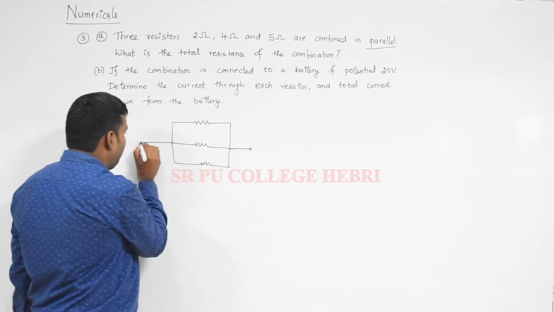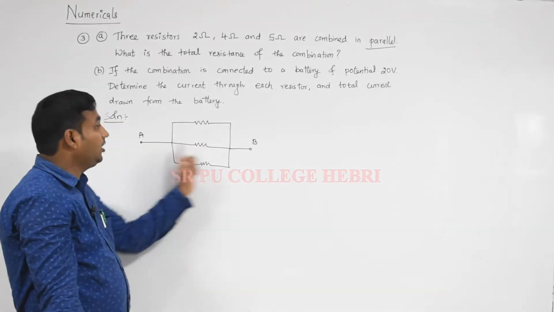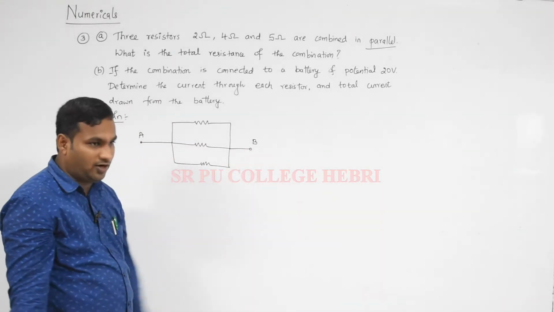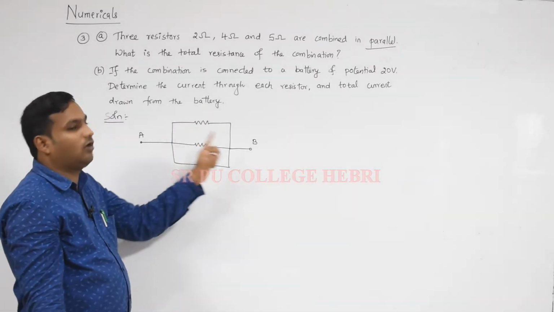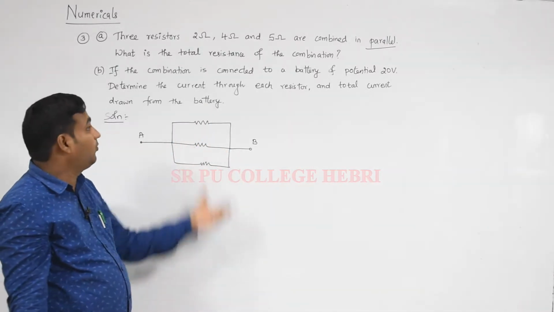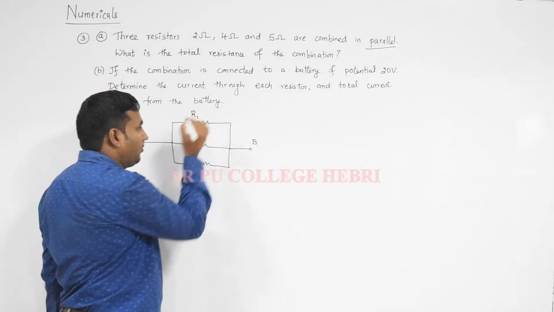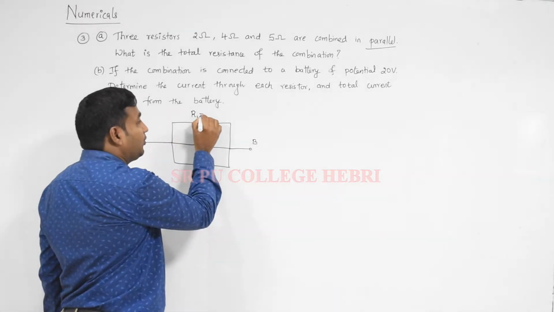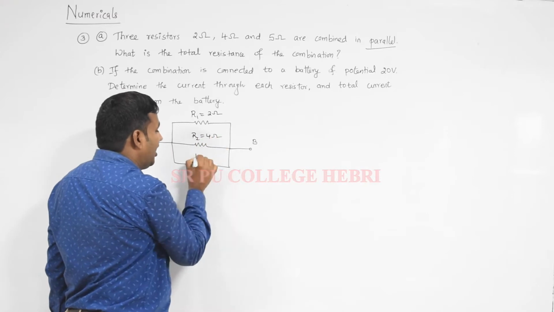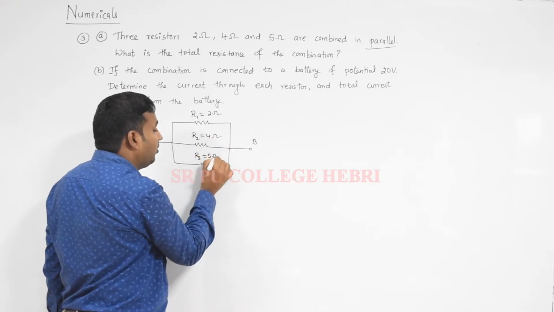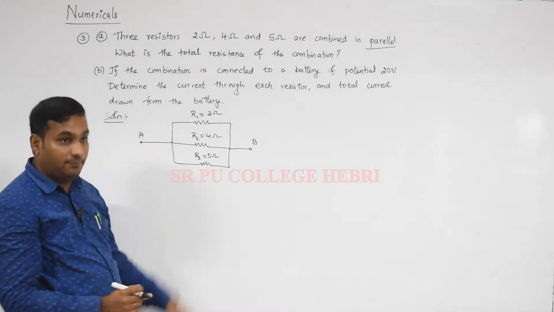I consider 2 points. One is point A and the other is point B. In between the 2 points, I call them common points. There are 3 resistors connected between the 2 common points. The 3 resistors are connected between the two common points. That combination we call a parallel combination. Resistances are R1 is equal to 2 ohm, R2 is equal to 4 ohm and R3 is equal to 5 ohm. R1, R2, R3 are connected between the 2 common points A and B.